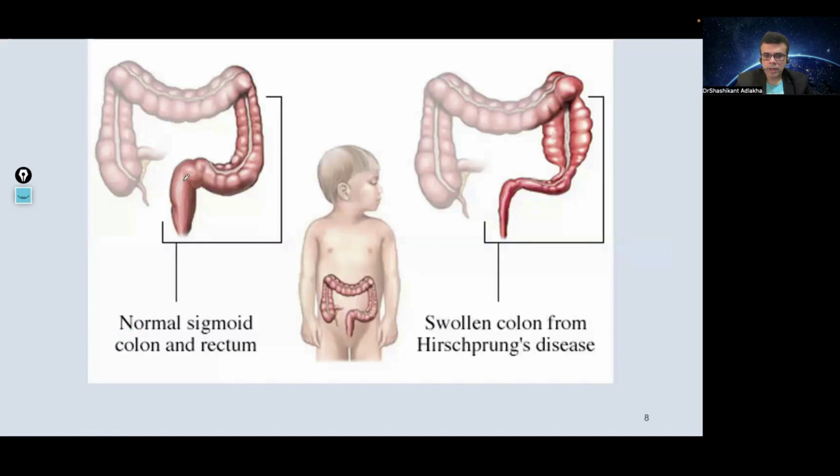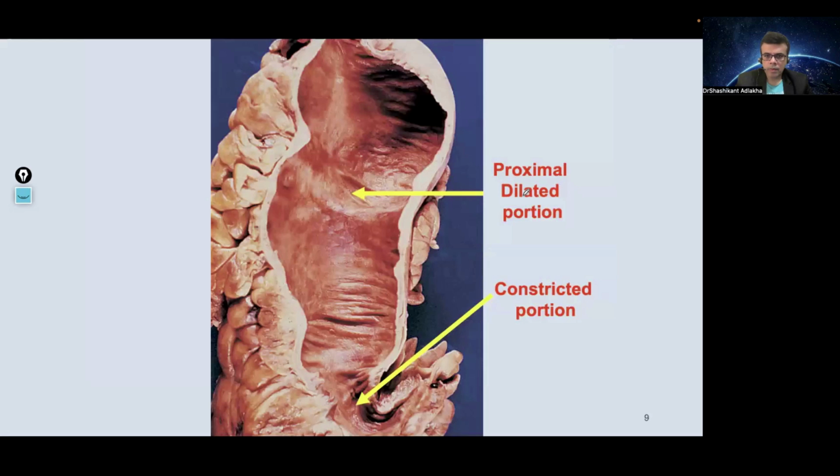So this is the schematic picture of how this happens. It's a normal sigmoid colon and rectum, and here you can see the megacolon, and there is a contracted segment due to absence of ganglion cells. And this is a further illustration where you are seeing a close view of the proximal dilated portion, and a constricted portion is seen over here.